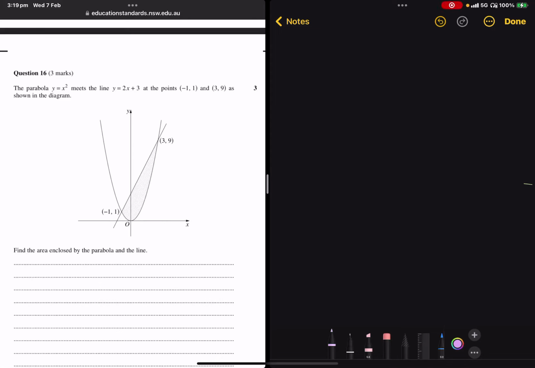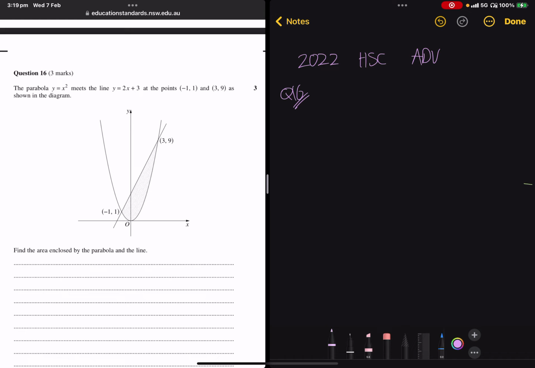Okay, so let's have a look at another question from the 2022 HSC Advanced Maths paper. This is question 16. The parabola y equals x squared meets the line y equals 2x plus 3 at the points minus 1, 1 and 3, 9. Find the area enclosed by the parabola and the line.